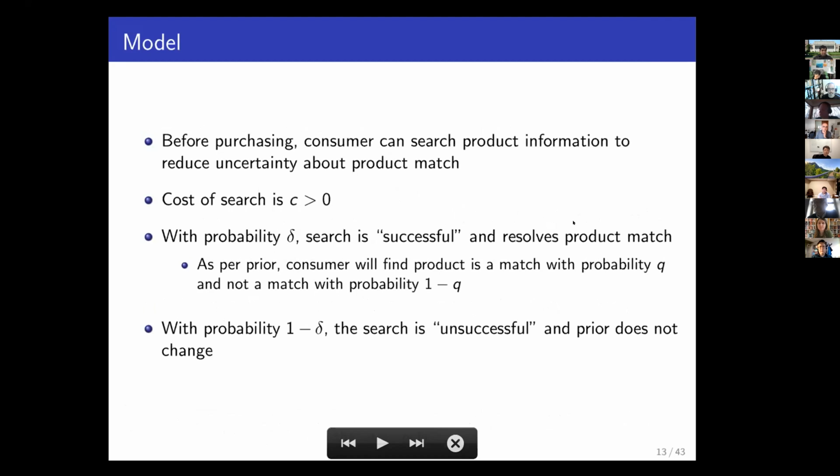Before purchasing, the consumer can search the product information to reduce uncertainty about product match. The cost of the search is C greater than 0. With probability delta, the search is successful and resolves product match. With probability 1 minus delta, the search is unsuccessful and you just go back to your prior. If the search is successful, then the consumer will find that the product is a match with the correct probability, which is Q, and with 1 minus Q, figure out that it's not a match.